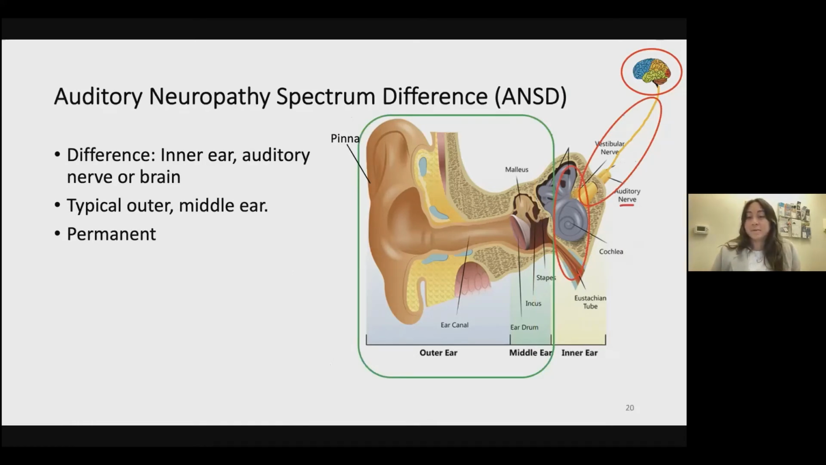The last type of difference we'll talk about today is called auditory neuropathy spectrum difference, or if you were to look it up on Google, it might say auditory neuropathy spectrum disorder, ANSD. So ANSD is when there is dyssynchrony of the firing of the neurons at one or more anatomical locations, which could occur at any one of the spots between the inner ear and the nerve, in the nerve itself, or in the brain. So neurons are responsible for firing all at the same time to help us create this full visual picture of sound.